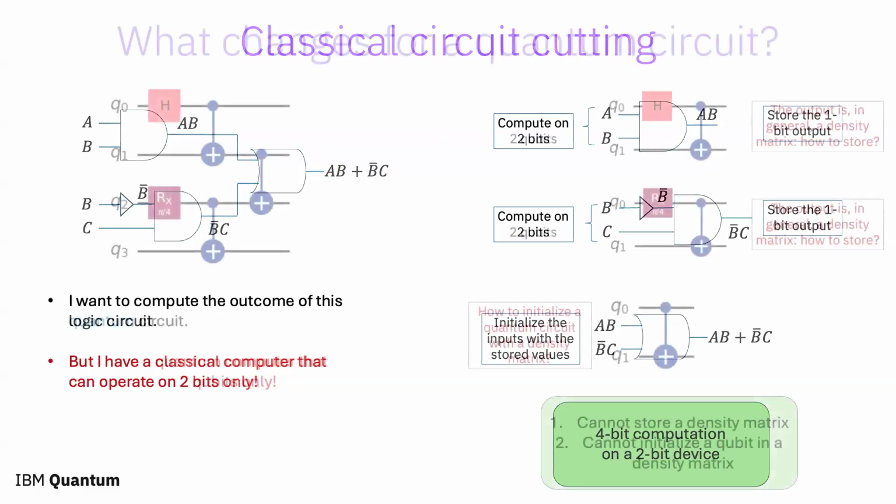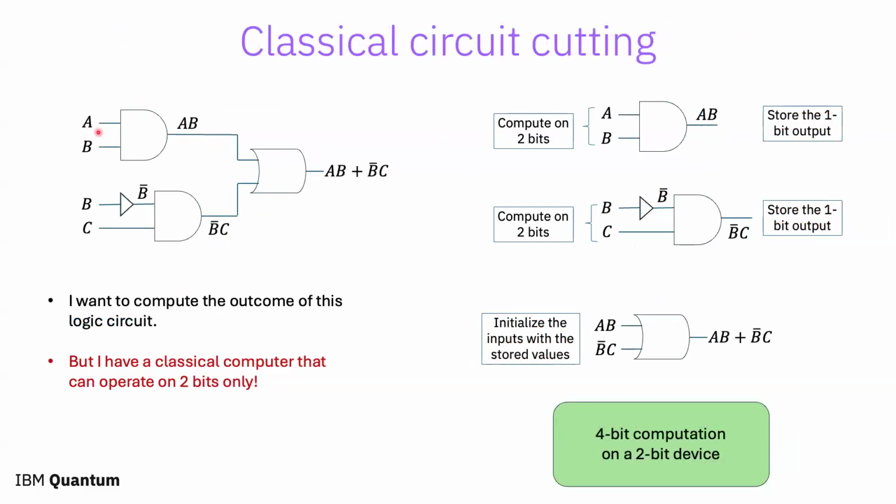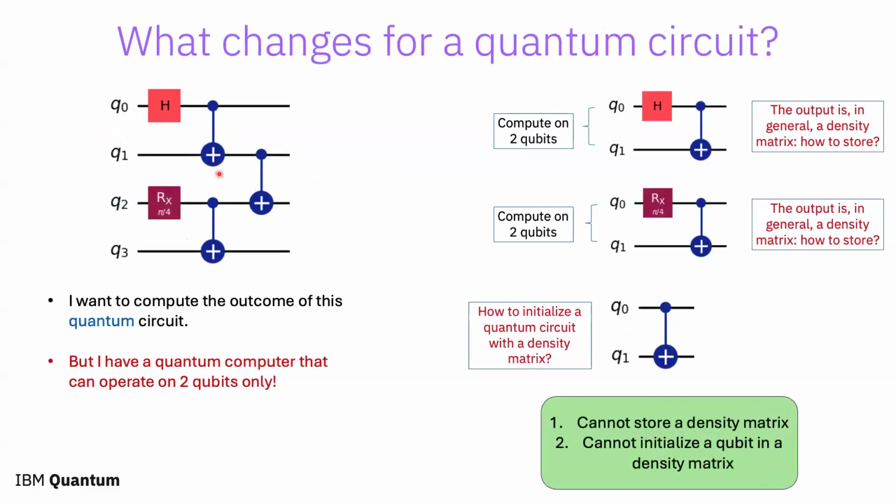There comes a problem immediately. Let's say this is a quantum circuit which has a very similar nature: 2-qubit gate, 2-qubit gate, 2-qubit gate, single qubit gate. So here you have 2-qubit, 2-qubit, 2-qubit, single qubit. Now if I say that this is a quantum circuit, but you only have a quantum computer that can operate on 2 qubits, can you run this circuit?